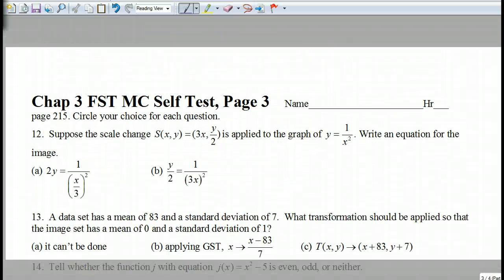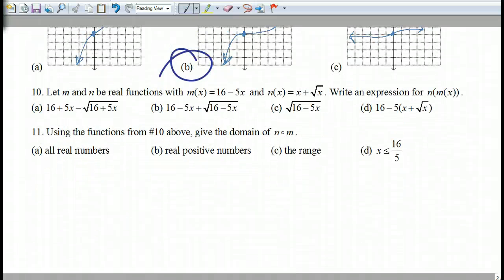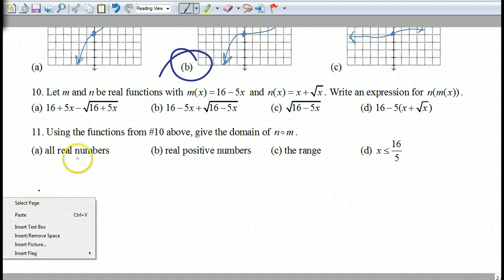Okay, oopsie, I went too far. Number 10. Let m and n be real functions where m of x is 16 minus 5x and n of x equals x plus the square root of x. Write the expression of n of m of x. Okay? So, basically, I'm going to do this down here. We want to put into m the following.